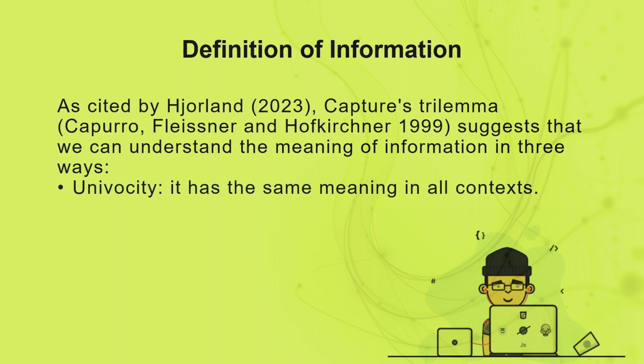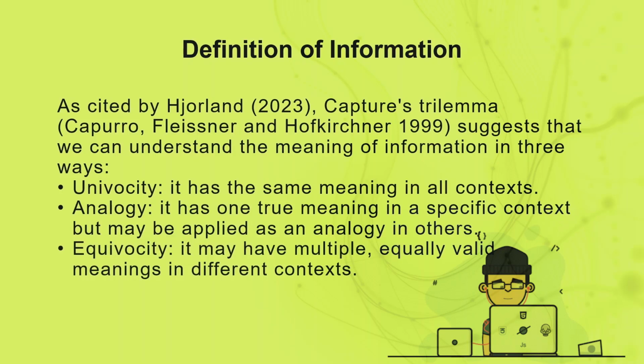Again, as cited by Zorland, Capurro's trilemma suggested that we can understand the meaning of information in three ways. Those are univocity, analogy, and equivocity. Univocity means the same meaning in all contexts. Analogy has one true meaning in a specific context but may be applied as an analogy in others. Equivocity may have multiple equally valid meanings in different contexts.